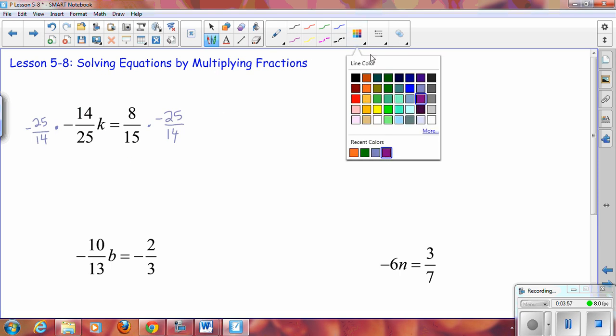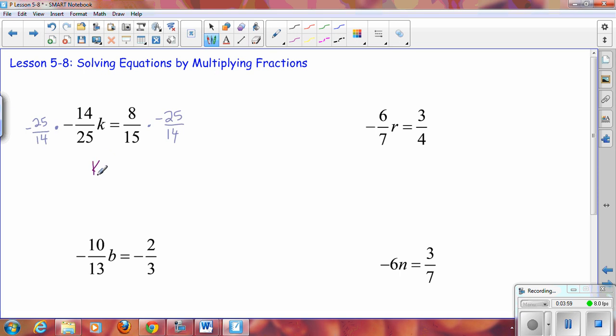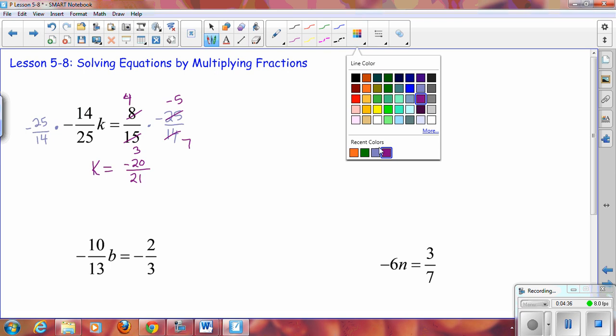Let me show you what cancels out. Okay. We have k on this side. Over here, my 8 and my 14 are both even. So the 8 divided by 2 is 4, and 14 divided by 2 is 7. Okay? The 15 and the 25 are both divisible by 5. 15 divided by 5 is 3. Negative 25 divided by 5 is negative 5. Now we're ready to multiply across. 4 times negative 5 is negative 20. 3 times 7 is 21, and our answer is negative 20/21.